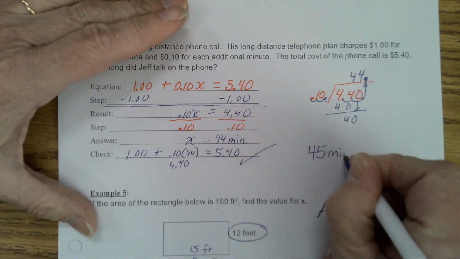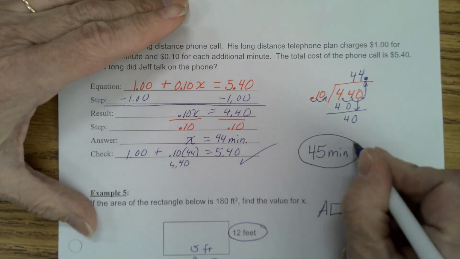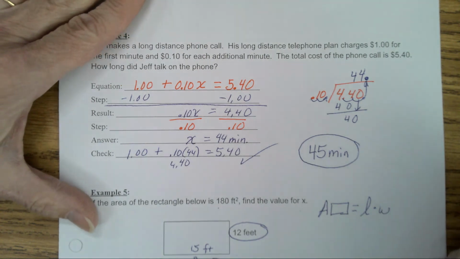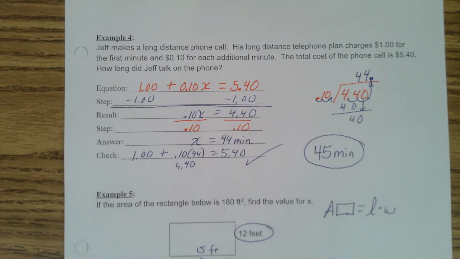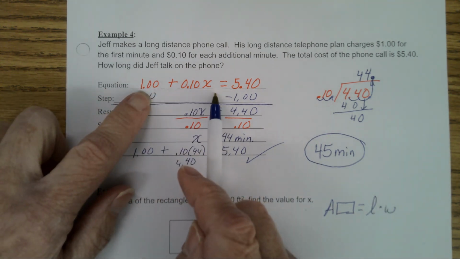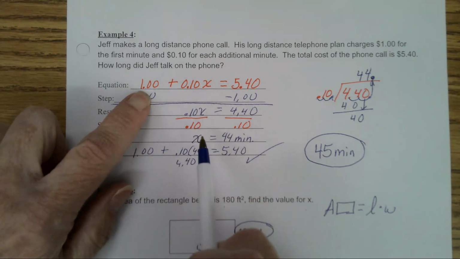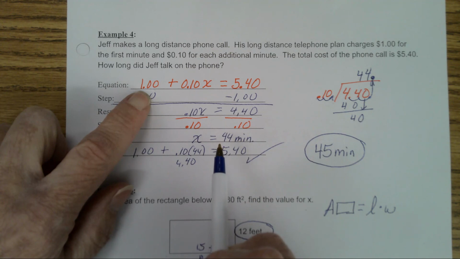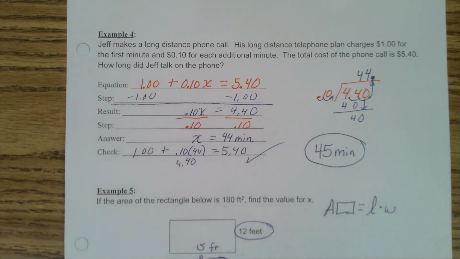Okay, that's really like a 3-step equation, isn't it? After you figure out X, then you have to go back. Do you see how the answer is 45 minutes? Okay. 45. The first minute was $1. Then every minute after is 10 cents. So they paid for 44 minutes at 10 cents a minute, and then the first minute, so it equals 45 minutes. Any questions?